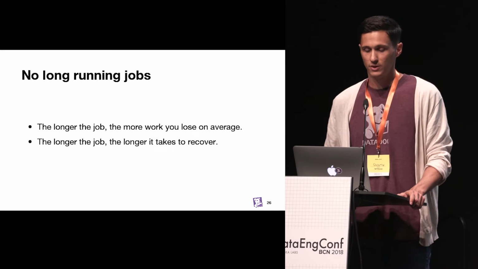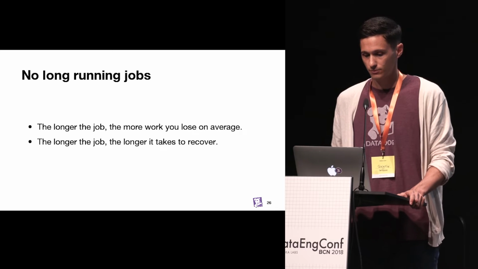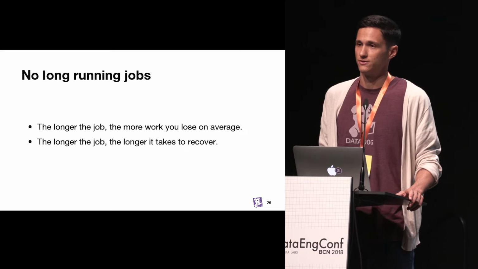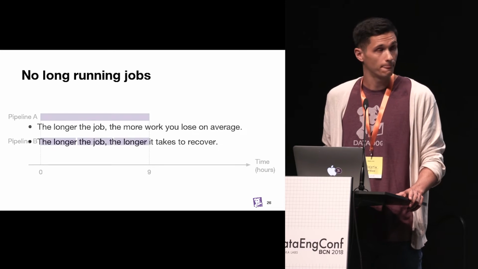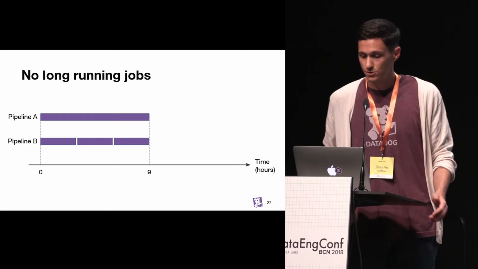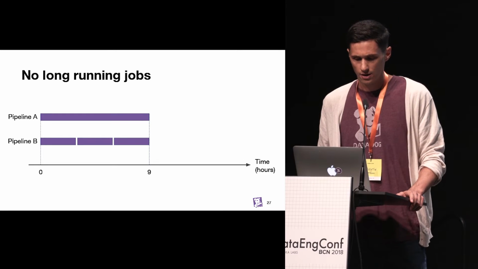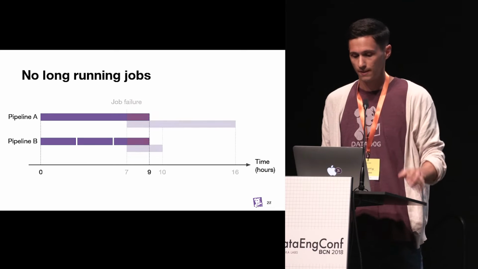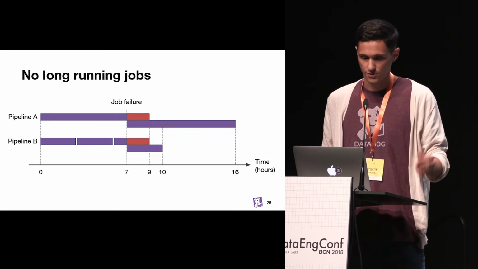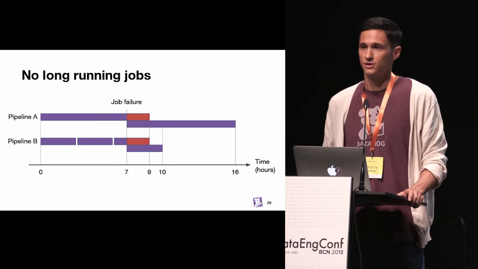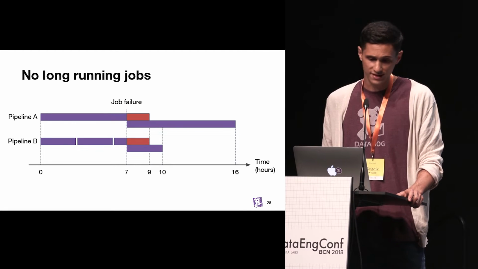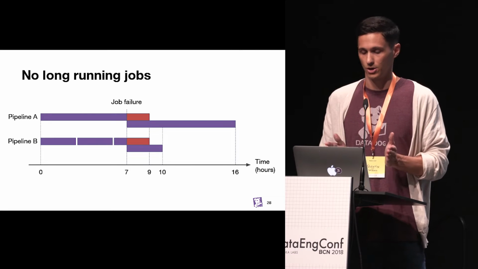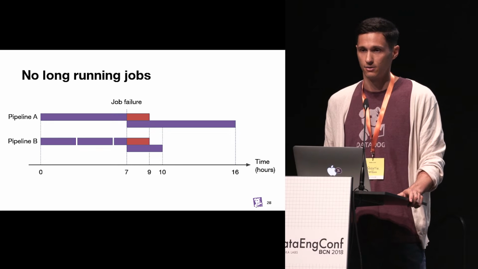And the first implication is that we cannot have any long-running jobs, because the longer the job, the more work you're going to lose on average, and the longer it's going to take to recover from a failure. So a quick illustration: if you have two jobs, one is 9 hours, and pipeline B is cut into 3 separate jobs that are persisting intermediate data. If you have a failure after 7 hours, you're going to lose 7 hours of work, and the job is going to finish after 16 hours. Whereas in pipeline B, the first 2 jobs are done, the data is persisted, so you only lose 1 hour of work, and you'll be able to finish after 10 hours.